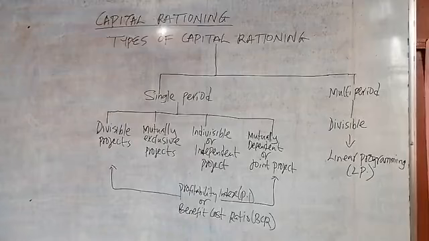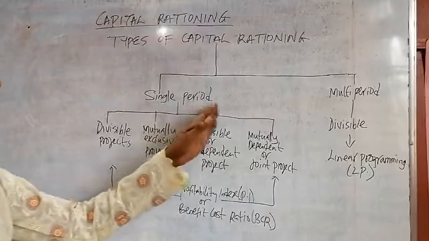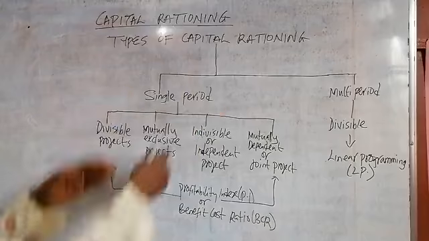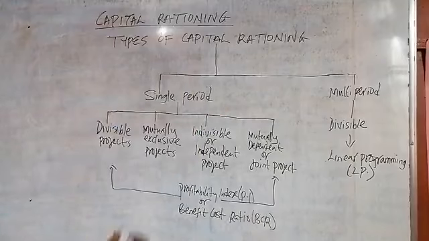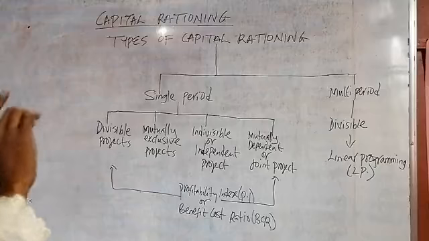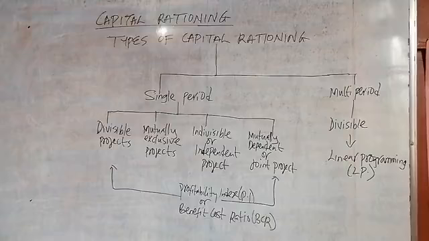Now we are on types of capital rationing. Basically, we have two types of capital rationing: the single period and the multi-period. As the name suggests, single period is a restriction on capital for a single period, for one period. The period can be a year, as the case may be, as defined by the company.